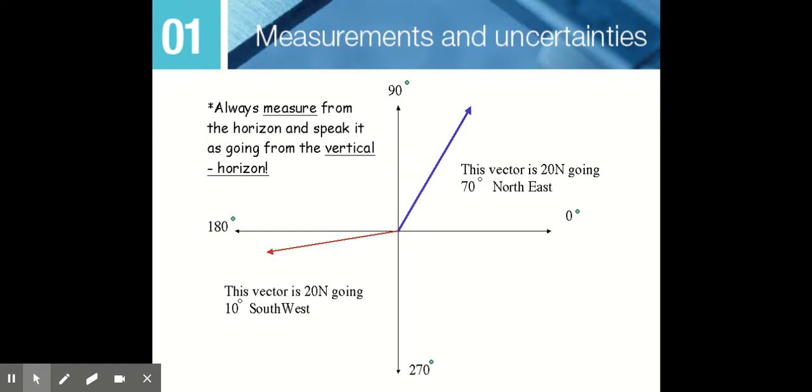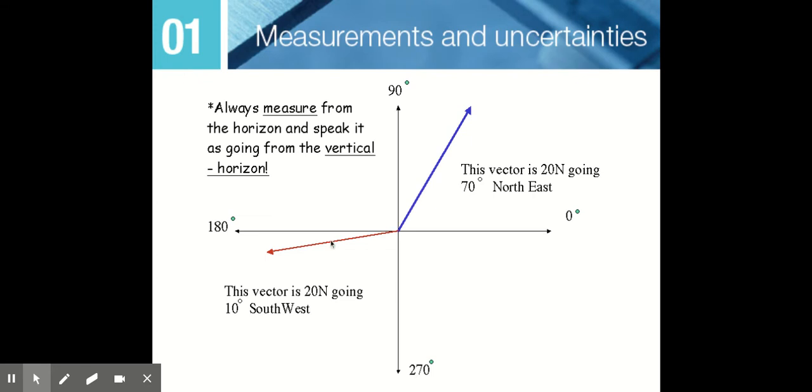Okay, so what happens when things aren't kind of at 90-degree angles? Well, first of all, let's talk about how we talk about these vectors, shall we? This blue line right here, we're just going to imagine that it's 70 degrees, okay? And we're going to say the magnitude of it, or the amount of force that it represents, is 20 newtons. Now, we say that this is 70 degrees north of east. You could also say that this thing is 20 newtons, 20 degrees east of north, if that makes sense.